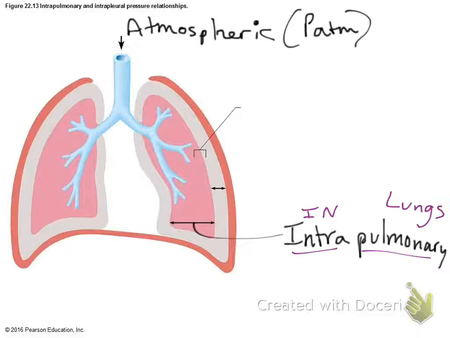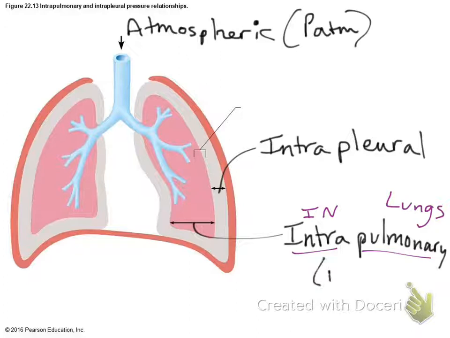Notice they're also showing us that there's a pressure that's coming from the space outside of the lungs. What was that space? The pleural cavity. That's exactly right. So this is the intrapleural pressure. And we're going to have different abbreviations for both of these. Intrapulmonary is P-pul. Intrapleural is PIP.